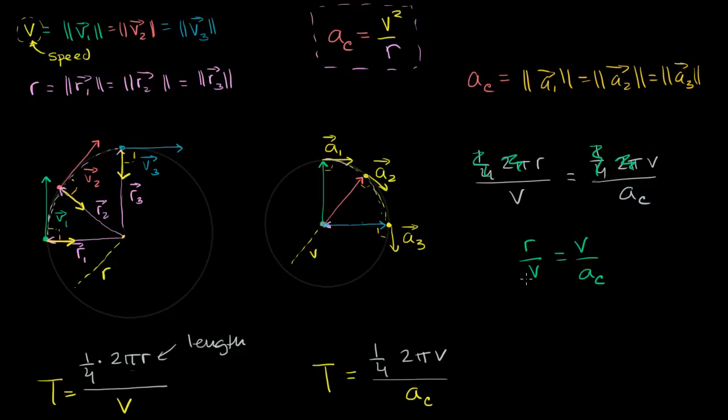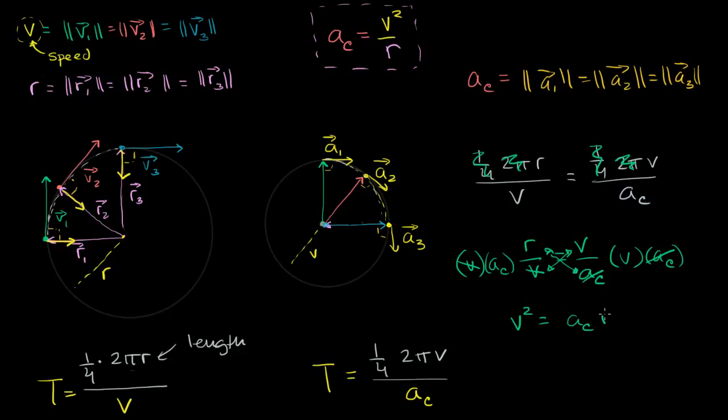And now you could cross multiply, and so you get v times v. So I'm just cross multiplying right over here. V times v, you get v squared is equal to a sub c times r. And cross multiplying, remember, is really just the same thing as multiplying both sides by both denominators, by multiplying both sides times v and a sub c. So it's not some magical thing. If you multiply both sides times v and a sub c, these v's cancel out, these a sub c's cancel out. You get v times v, which is v squared, is equal to a sub c times r.